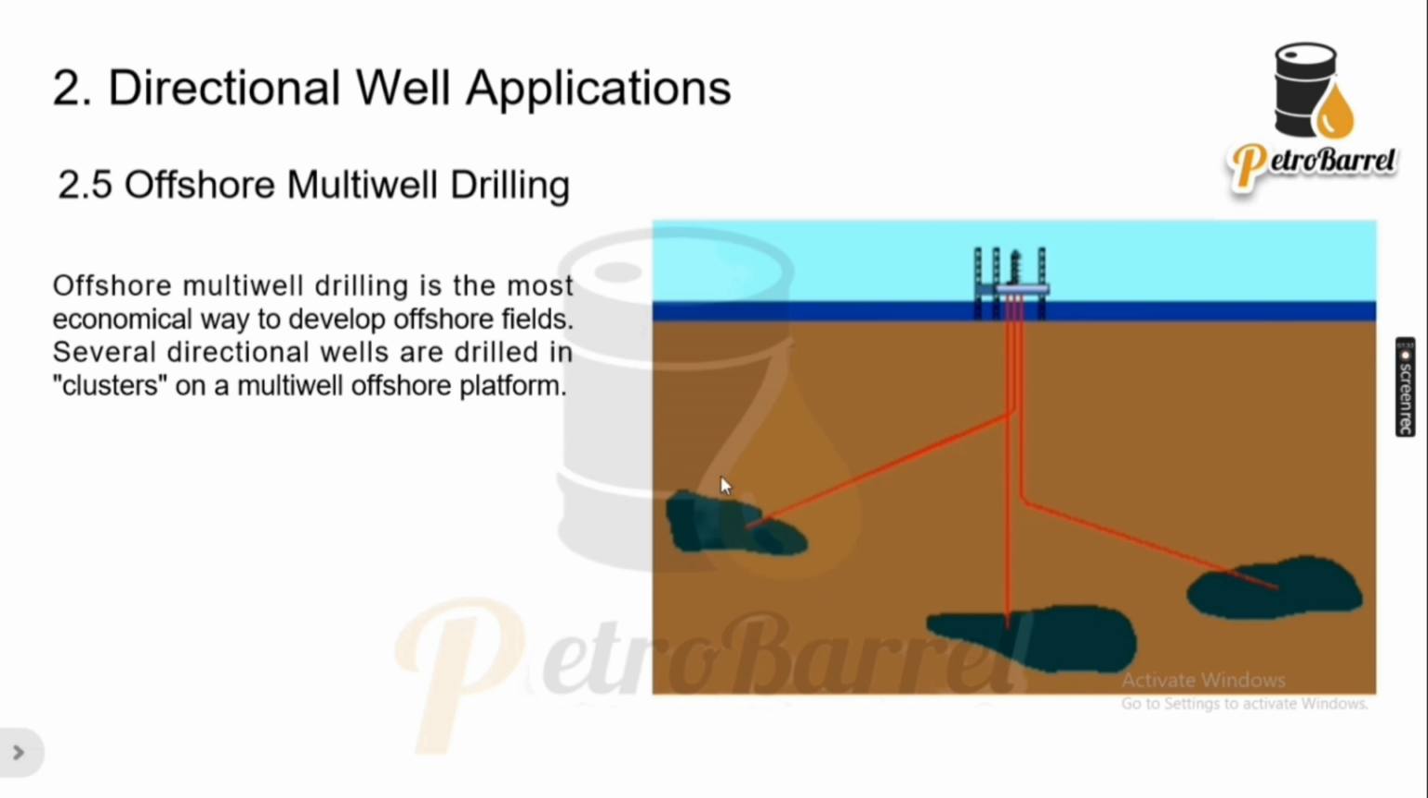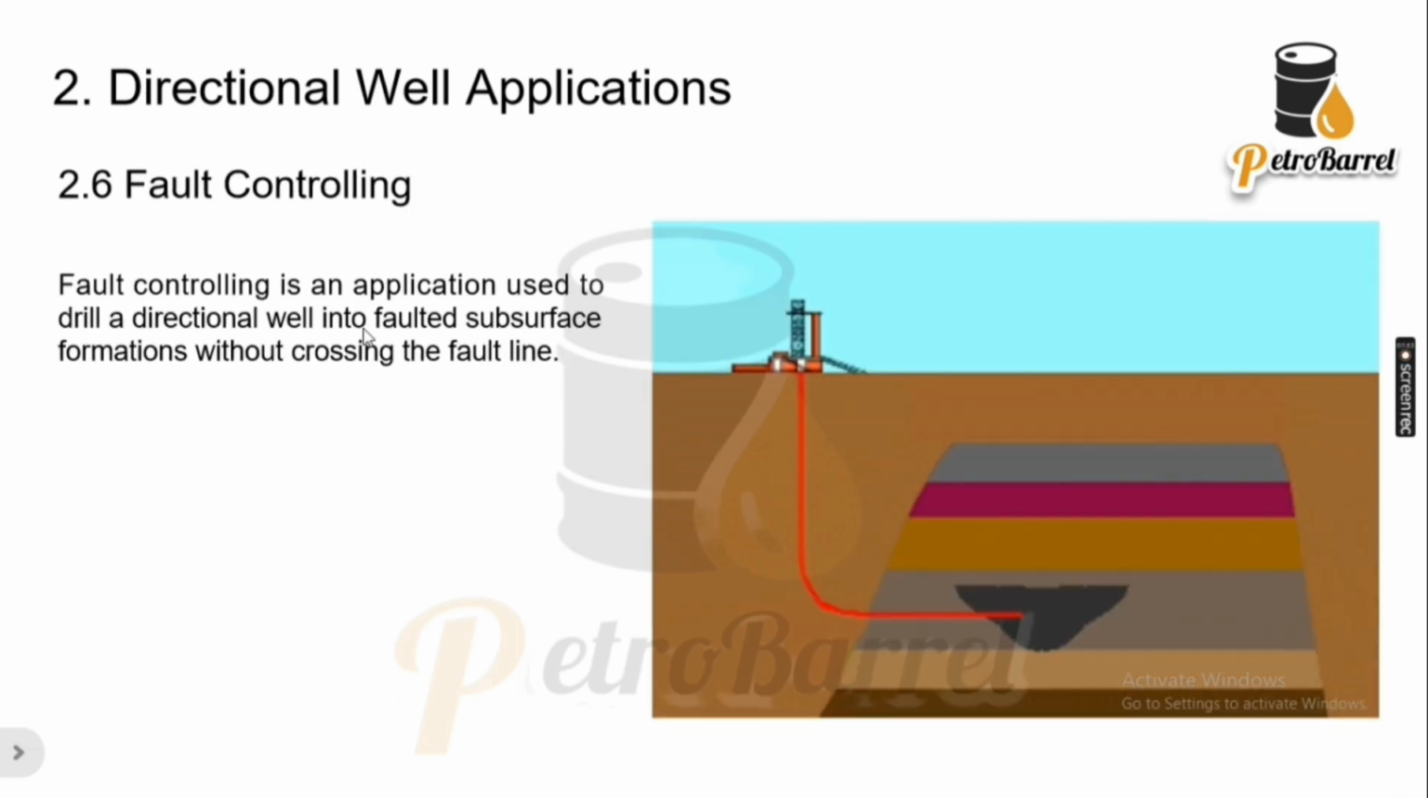And finally, fault controlling applications, which means you drill a directional well by avoiding the path or drilling through a fault line to prevent a lot of problems like well bore instability, hole lost circulation, hydraulic communication between zones, for example, cross flow between pressure zones, and to reduce contamination between formations.